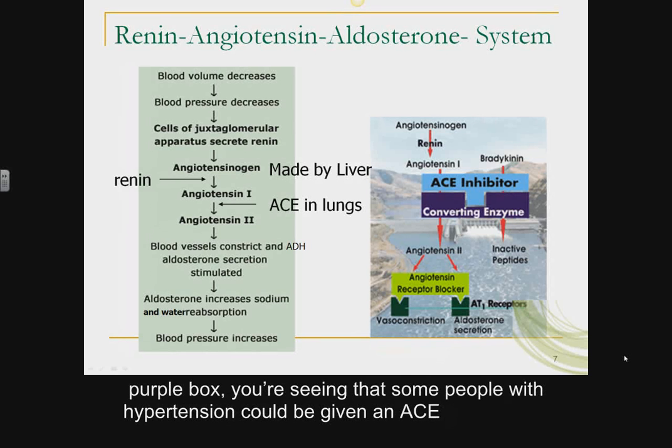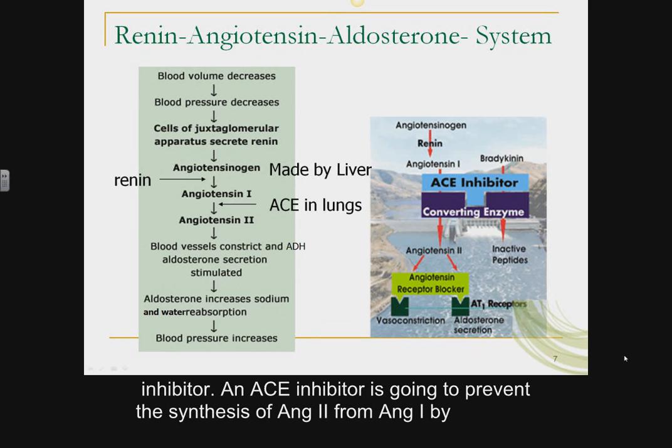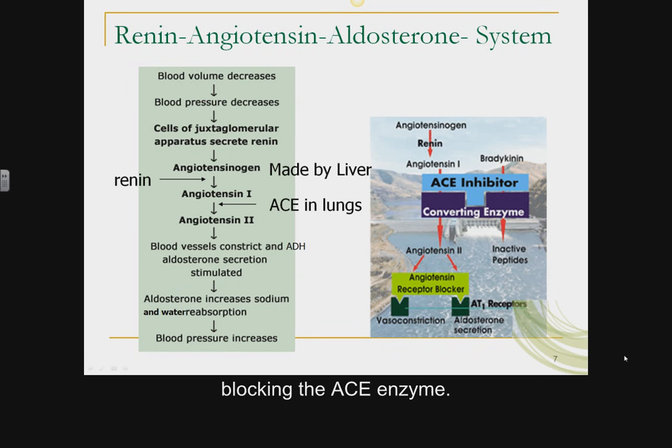Now, if you look in the right-hand picture in the blue and purple box, you're seeing that some people with hypertension could be given an ACE inhibitor. An ACE inhibitor is going to prevent the synthesis of angiotensin 2 from angiotensin 1 by blocking the ACE enzyme.